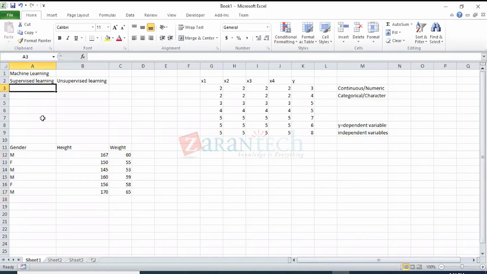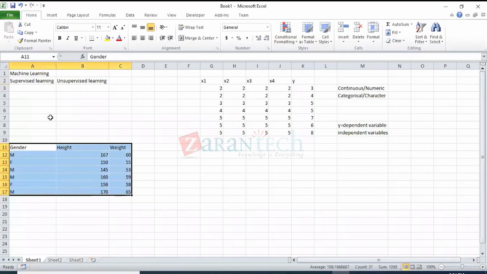So now let's come to machine learning. What is supervised and unsupervised learning? In supervised learning, we know what my dependent variable is, like we know what we want to do with a data set. In this case, I want to predict the weight, so I can consider this as supervised learning. So I can use any of the supervised machine learning models on this data set.